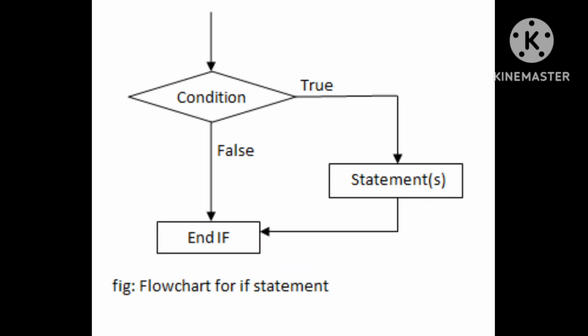Look here, I have given a flowchart for the if statement. By using flowcharts, you can easily understand the working principle of if statements. Here, the execution starts. First, it checks the if condition. If the condition is satisfied, it is true. Then it goes to the if body and prints the statements. If the condition is false, then it doesn't go inside the if body, exits from the if body and continues with the program.